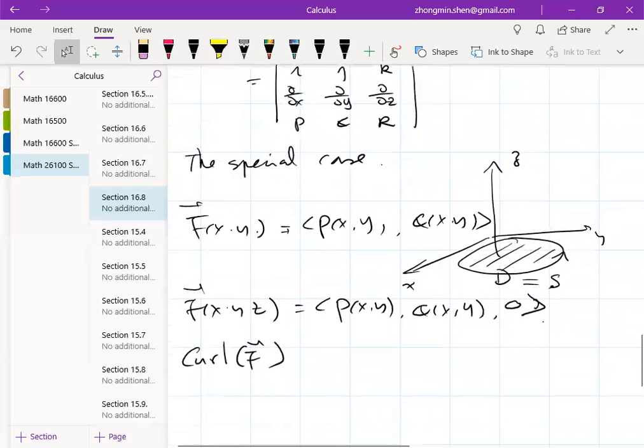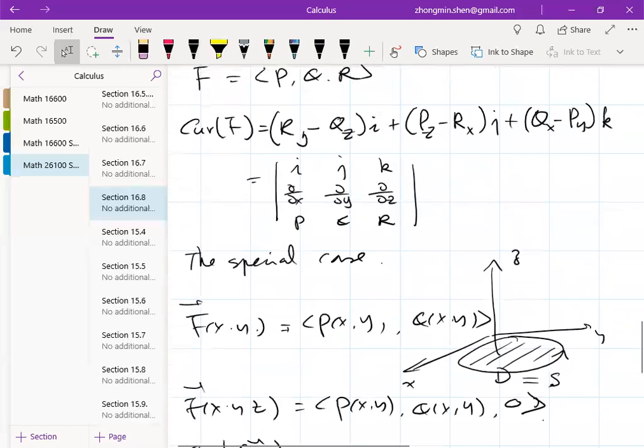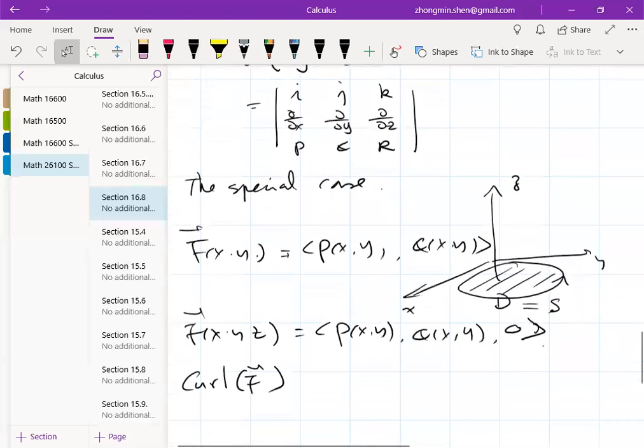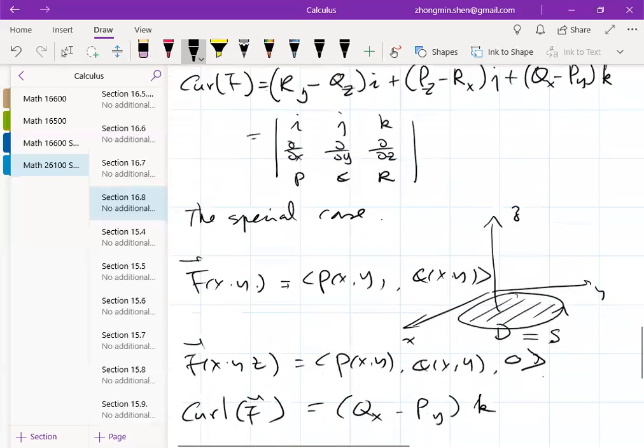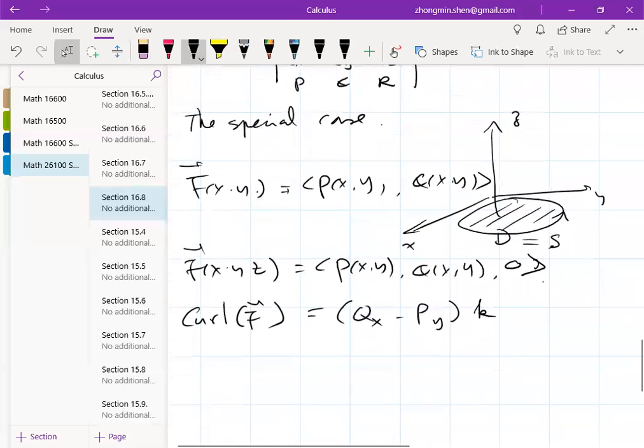It is based on the above computation. The third component is going to be 0, Q is independent of Z, and P is independent of Z. So only Q_x minus P_y remains. Okay, so only two terms left. And the normal vector is nothing but k, because it's a flat surface.